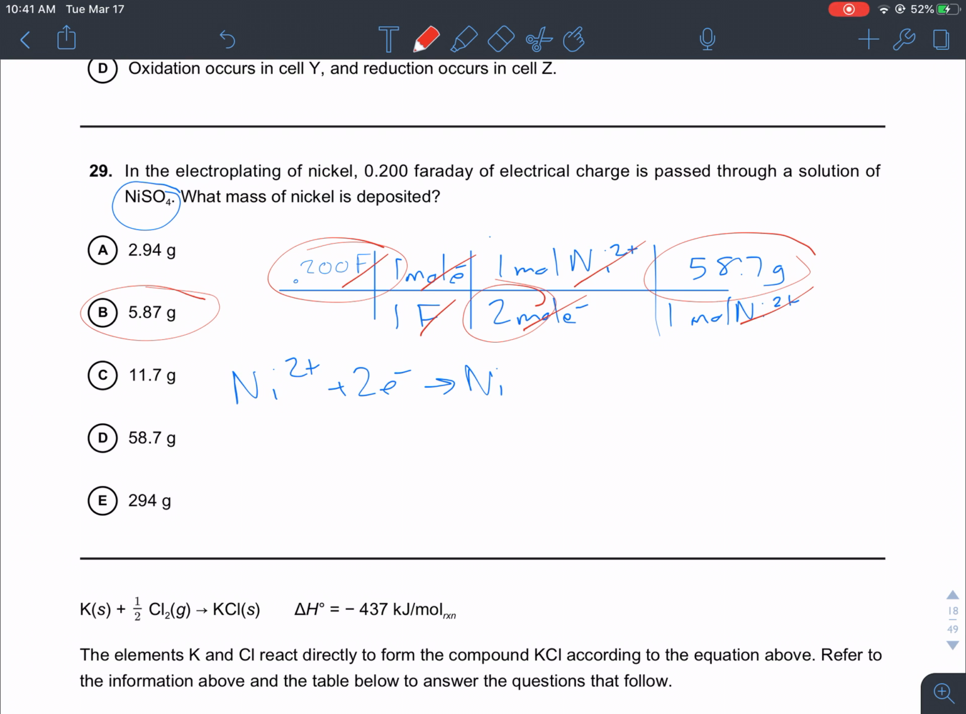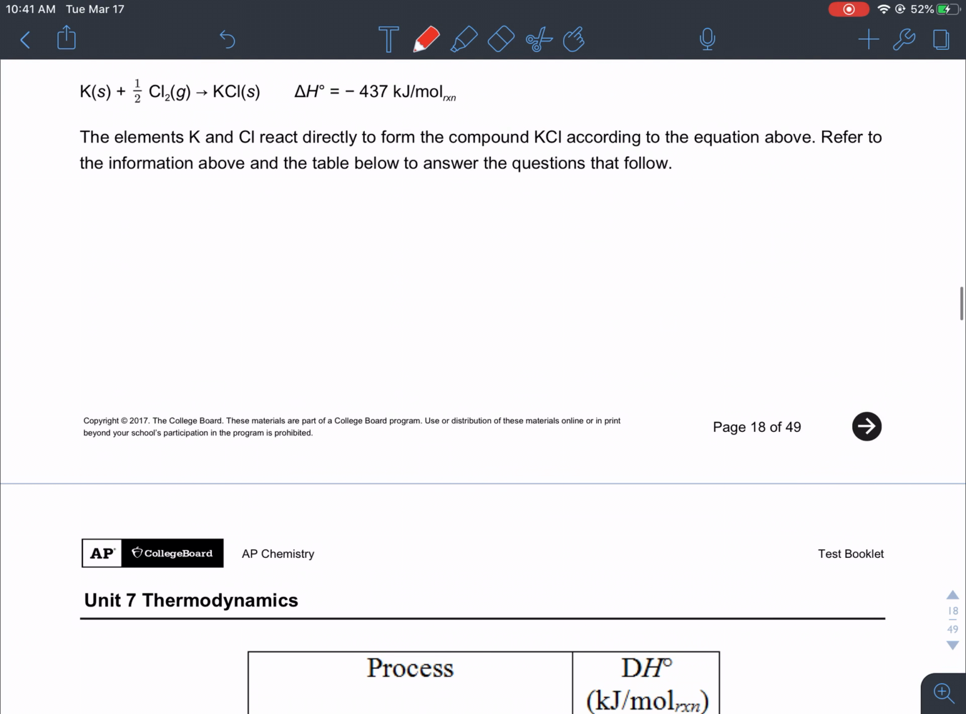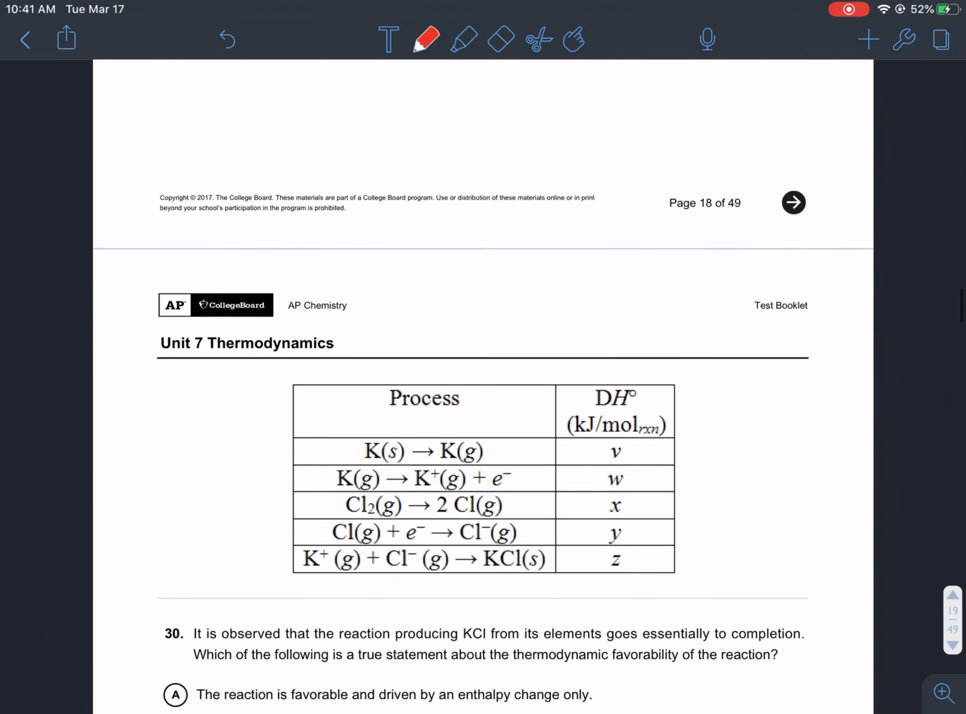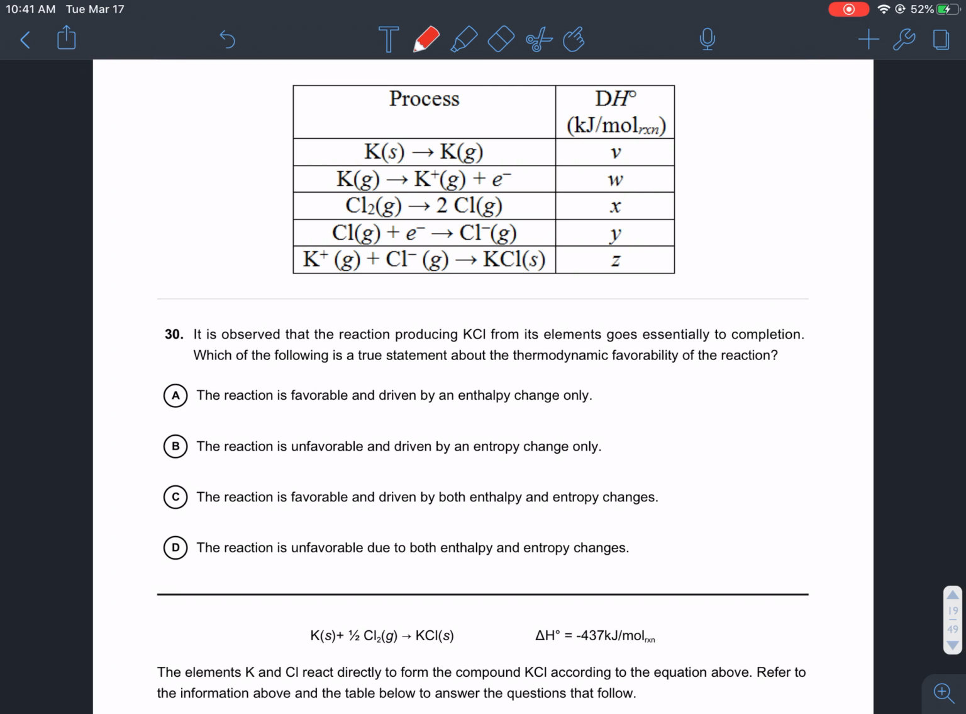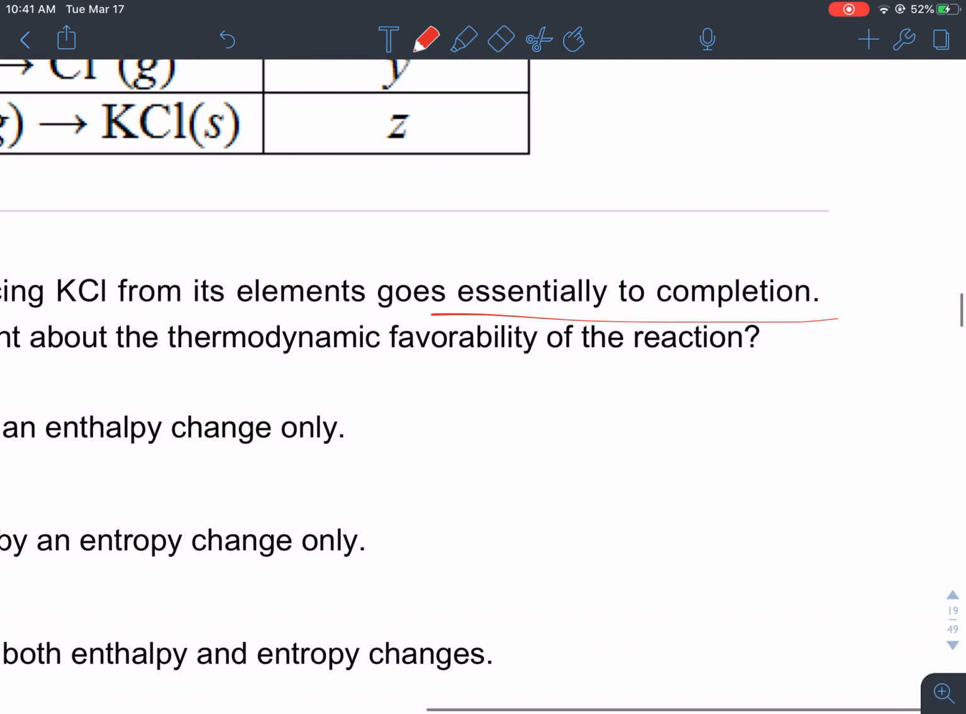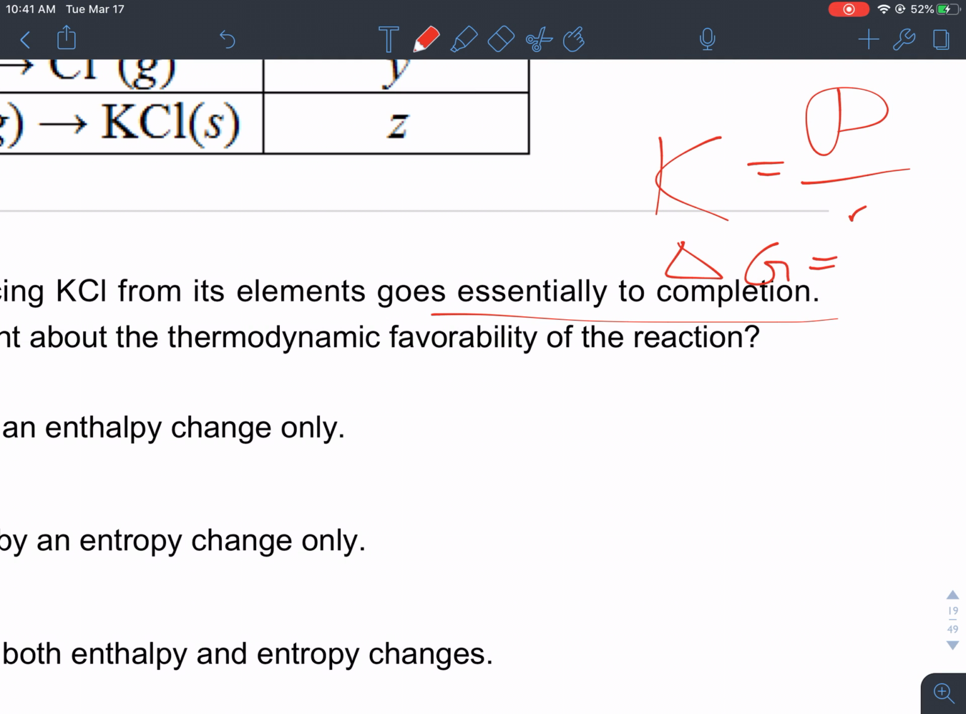Okay. All right. Last one. You have K plus Cl2 yielding KCl. The delta H is -437. Elements react directly to form compound KCl according to the equation above. The information table below already answered that question. It is observed that the reaction producing KCl from its elements goes essentially to completion. So in other words, if it goes essentially to completion, that means K has a lot of product and not a lot of reactant. In other words, your delta G is negative, your K is greater than 1.